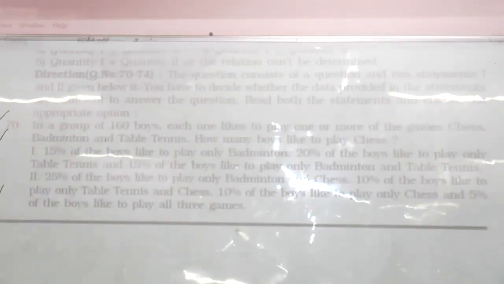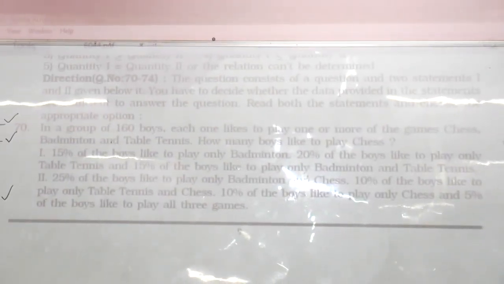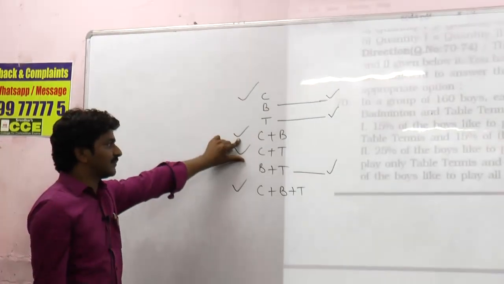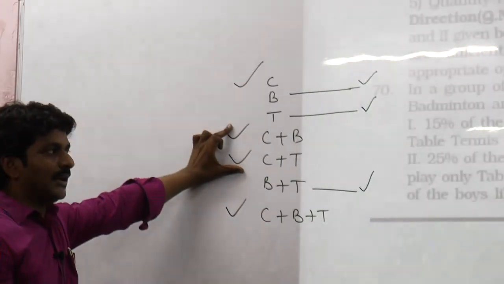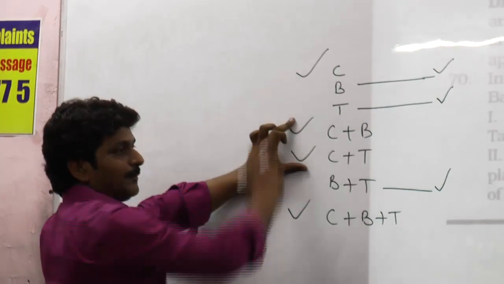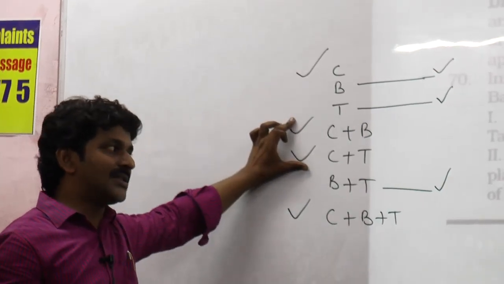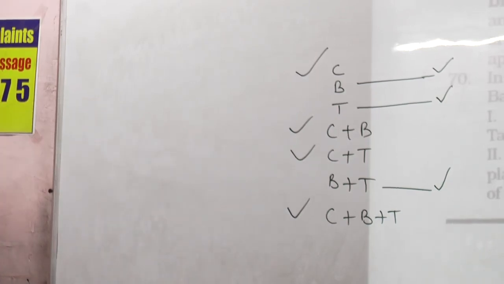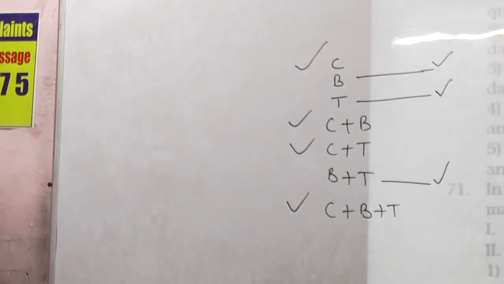Second one. 25% of the boys like to play only badminton and chess. Only badminton and chess. This one. 10% of the boys like to play only table tennis and chess. This one. 10% of the boys like to play only chess. First one. 5% of the boys like to play all 3 games. These 4 are given. Again you will get it. So 1 alone will give you answer, or 2 alone will give you answer.